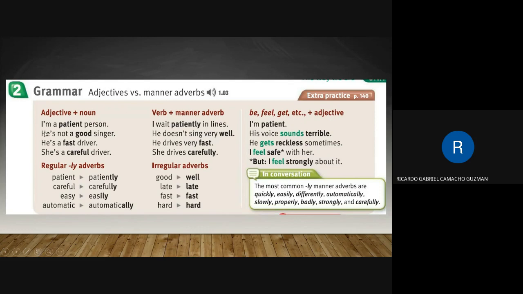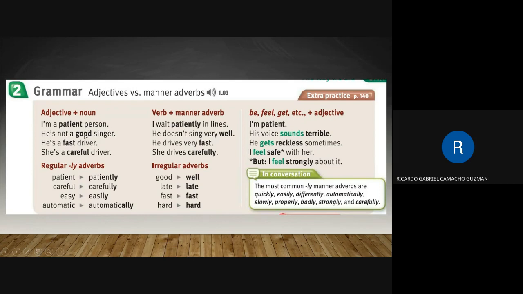Cuando nosotros utilizamos un adjetivo, normalmente se utiliza el adjetivo más el sustantivo. ¿Qué quiere decir esto? Descripción con persona, animal o cosa que está describiendo. Ejemplo de esto, I am a patient person. Soy una persona paciente. Entonces, en este caso, patient es mi adjetivo y person es mi sustantivo.